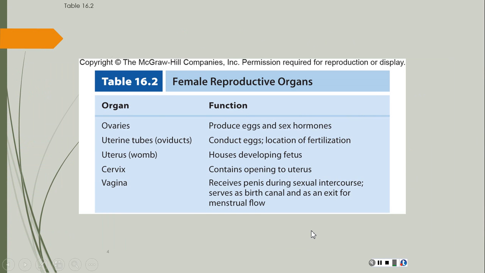And this is that slide in your textbook. So the uterine tubes have a couple different names: uterine tubes, oviducts, or fallopian tubes. The tubes conduct the eggs, and it's the location of fertilization as well. The uterus, also called the womb, houses the developing fetus. And the cervix is part of the womb, and it contains the opening to the uterus. And then the vagina, which receives the penis during sexual intercourse, also serves as the birth canal and an exit for menstrual blood flow.